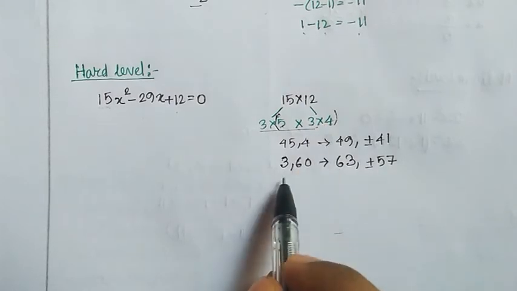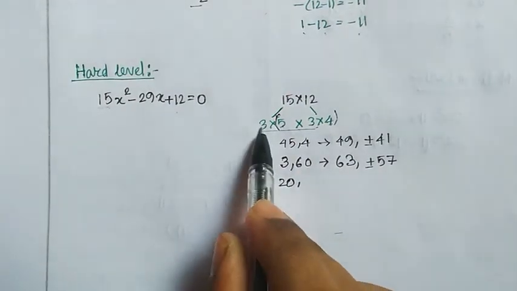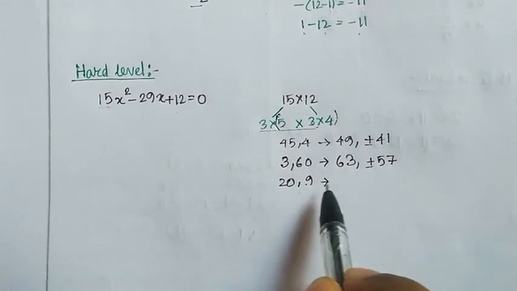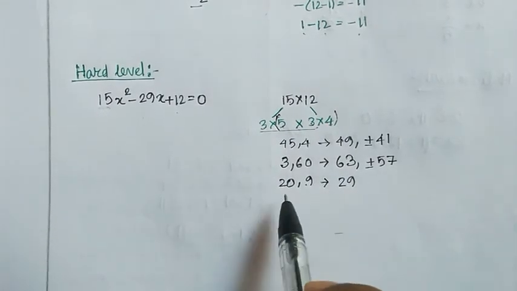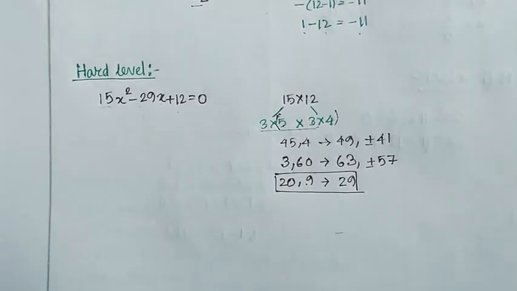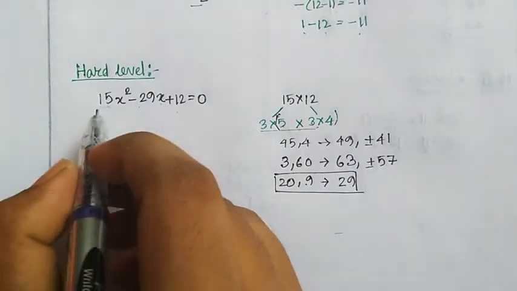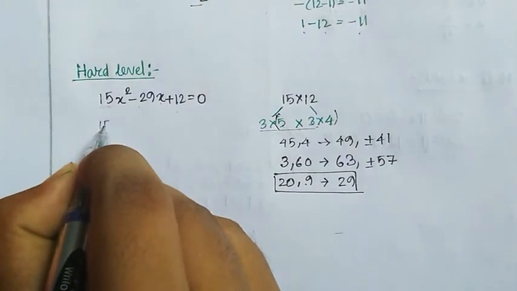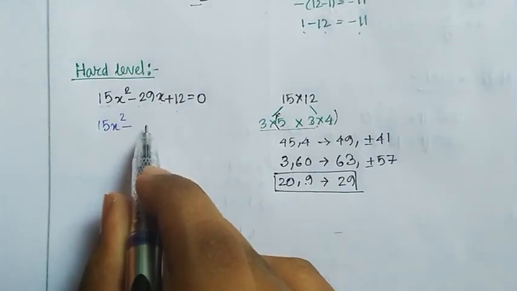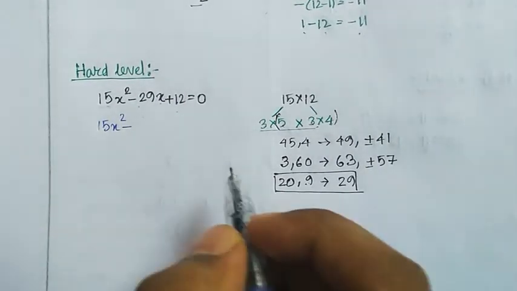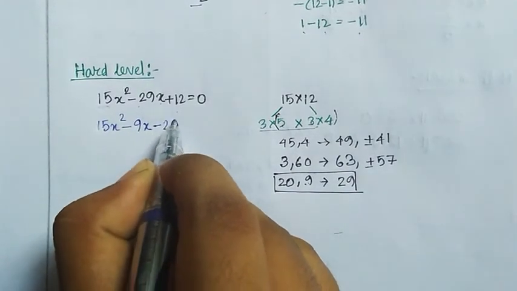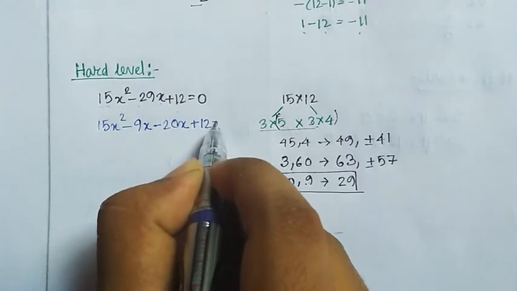5 into 4, that is 20, and 3 into 3, that is 9. If we add them, we get 29. So we've got our answer, 20 and 9. So let's express this as addition of 20 and 9. So 15x square minus, you can take any of them in first place, it doesn't matter. We can take 9x minus 20x plus 12 equal to 0.